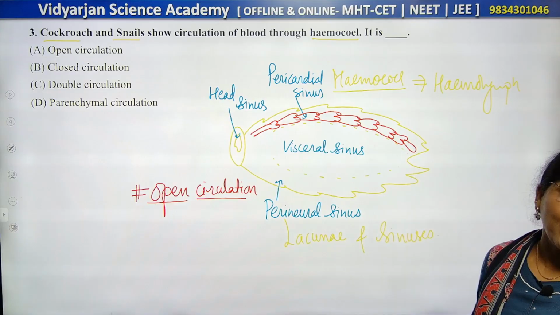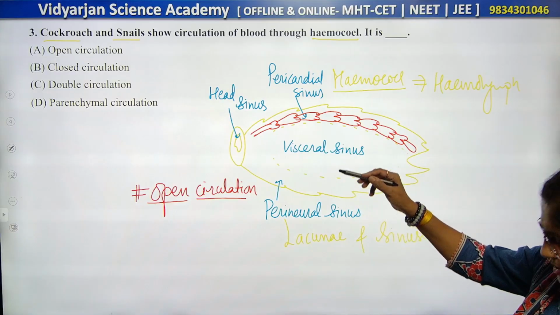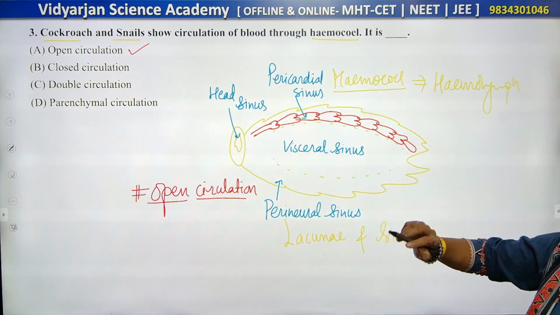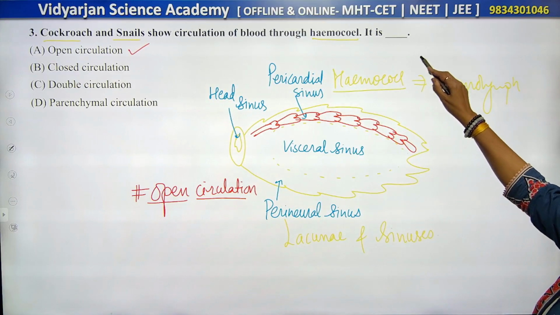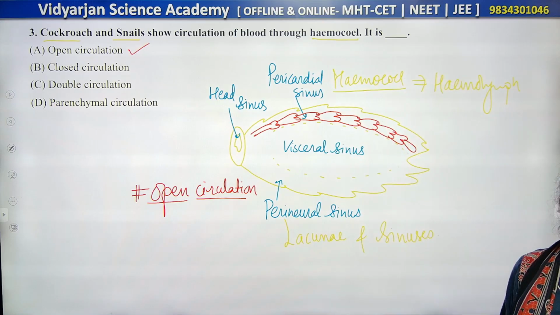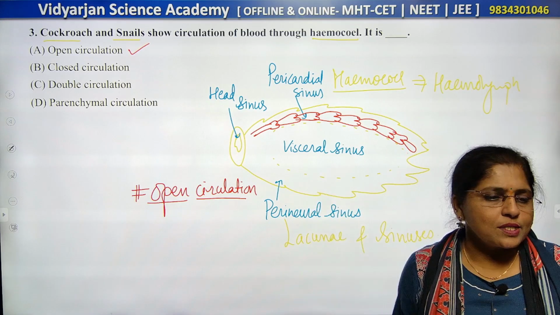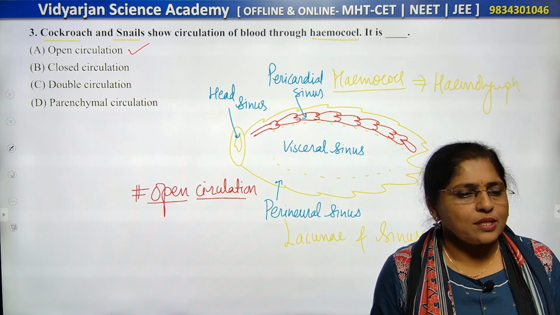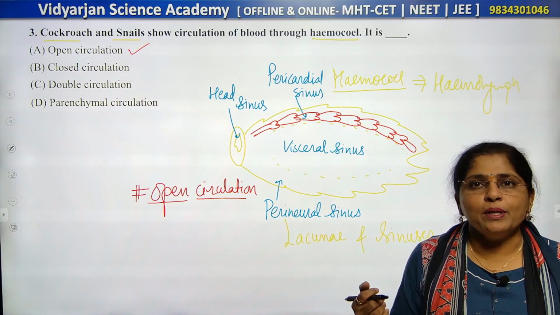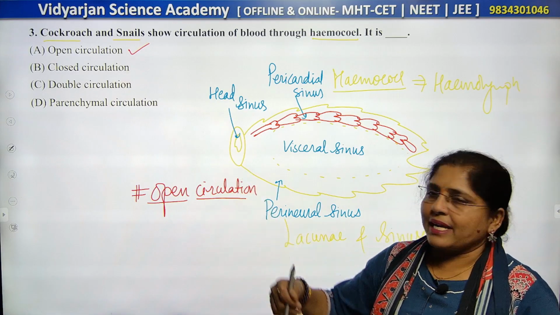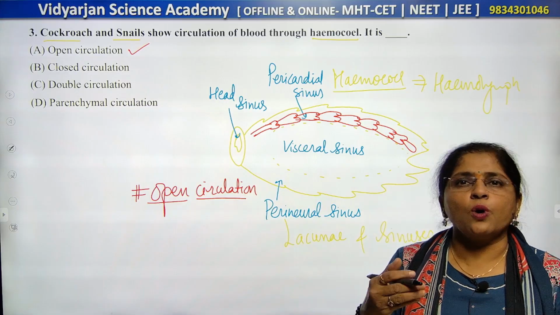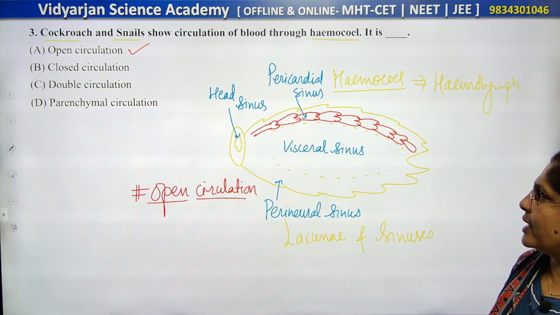So what should be your answer? Your answer is open circulation. Cockroach and snails show the open blood circulation through the hemocoel. It will be open circulation. You know that closed circulation is present in higher animals. Then double circulation is the characteristic of the human body, human circulation. Parenchymal circulation is seen in the flatworms and all. So you should know all the categorizations here very properly.